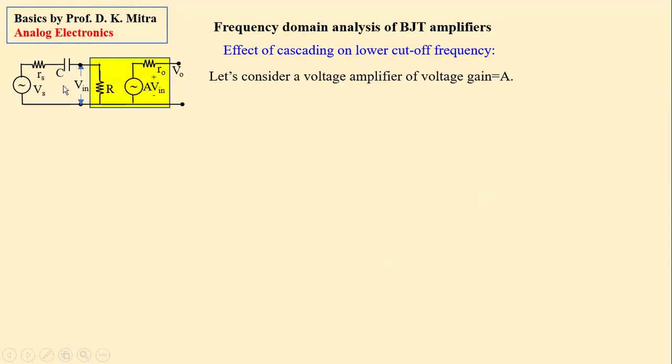So this is a hypothetical amplifier, very schematic. I have drawn it for you without going into the amplifier circuit. Let us say this yellow box is an amplifier. It has an input impedance R, and its output VO is A times Vin. Whatever is the voltage in, that is multiplied by A, that is the output voltage. And of course, this amplifier will have an output resistance RO. Let's consider a voltage amplifier of voltage gain A. Say its output resistance is RO and input resistance is R.